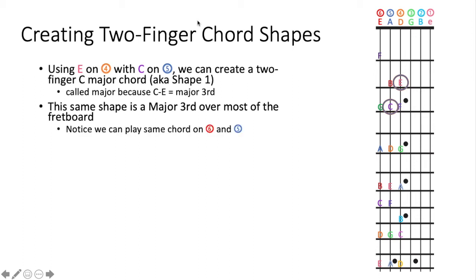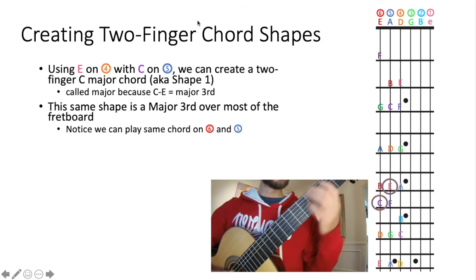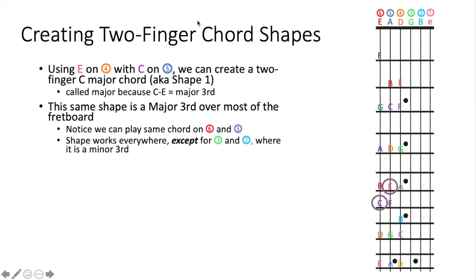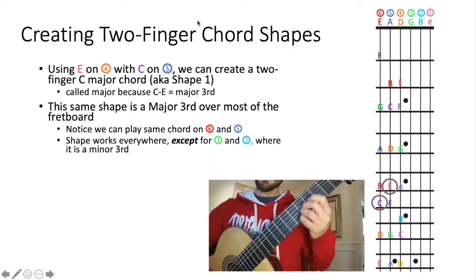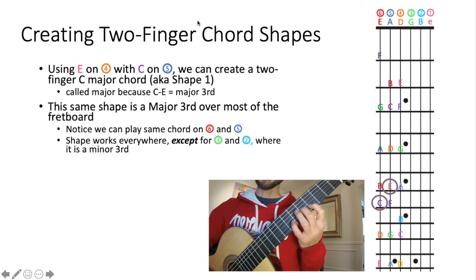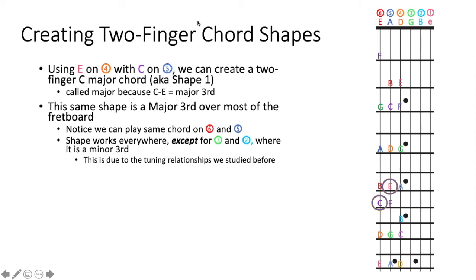This same shape is a major third over most of the fretboard. For example, we can play the same chord on 6 and 5. You can see that that is a C chord. Shape 1, or a major third. As I said, the shape works everywhere, with the exception of the 3rd and 2nd string, where it becomes a minor third. That's the major third when it's on the same fret, but shape 1 is a minor third on the 3rd and 2nd strings. This is due to the tuning relationships between the strings, where we use the 4th fret to tune B instead of the 5th fret on the other strings.